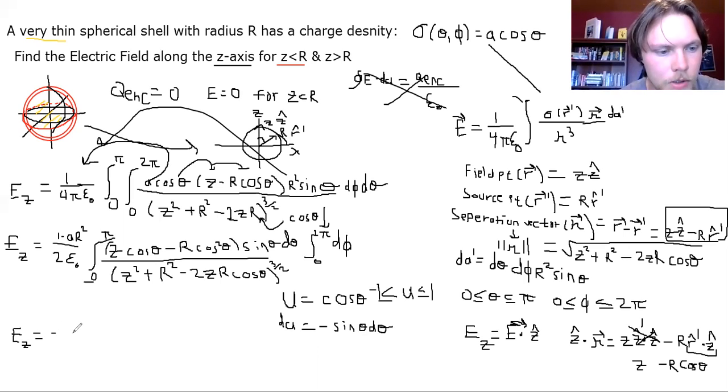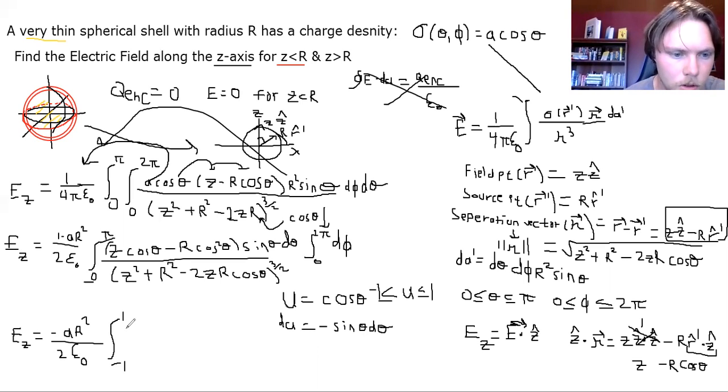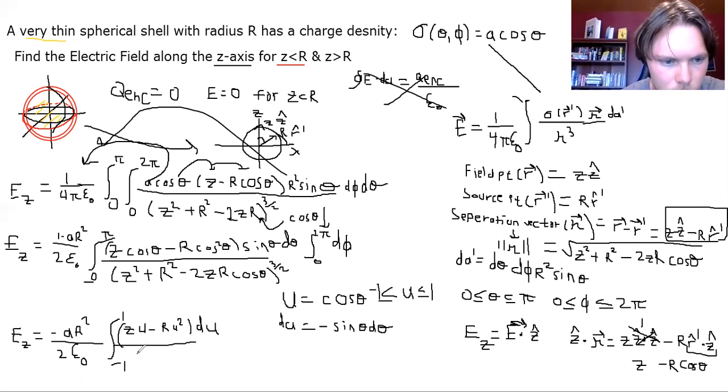And so as simplified as this gets, we find that Ez is equal to minus a r squared over 2 epsilon naught, times the integral from -1 to 1 of z times u minus r u squared, du, over z squared plus r squared minus 2zr u, all to the power of 3/2.